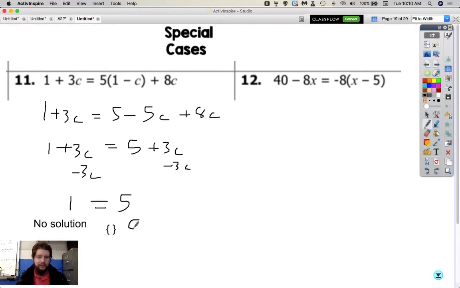So I usually draw mine like that. You might also see this. That stands for the empty set. All of these mean the same thing. Nothing is going to work for this equation.